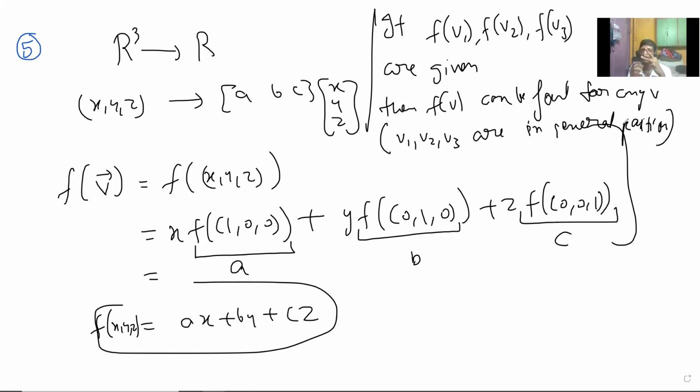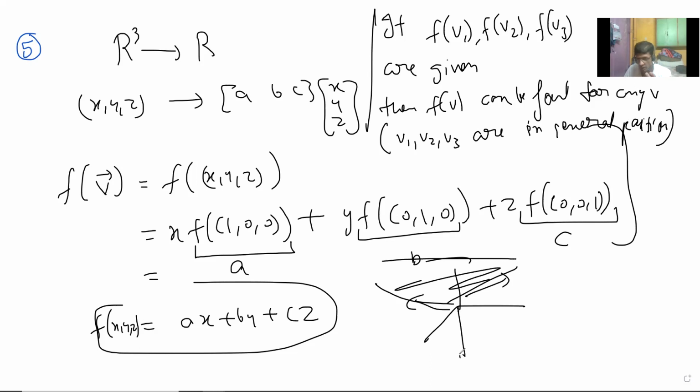When you have three vectors, two of them form a plane, right? The third one should not be in that plane passing through the origin. The third vector has to be somewhere in a different plane. That's what it means to be in general position. If this is in general position, then given the values at any three vectors, the whole function can be found. So this is a simple question. See if you have any questions with this, you can ask.